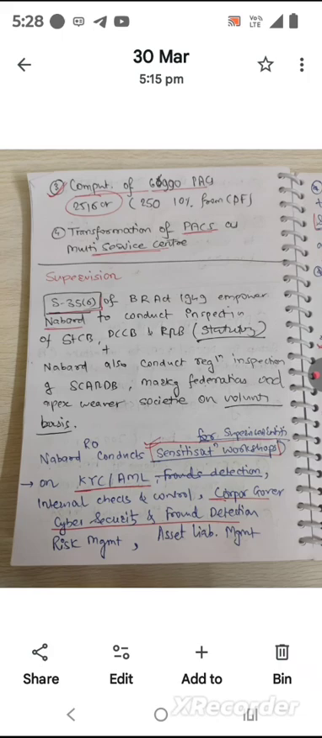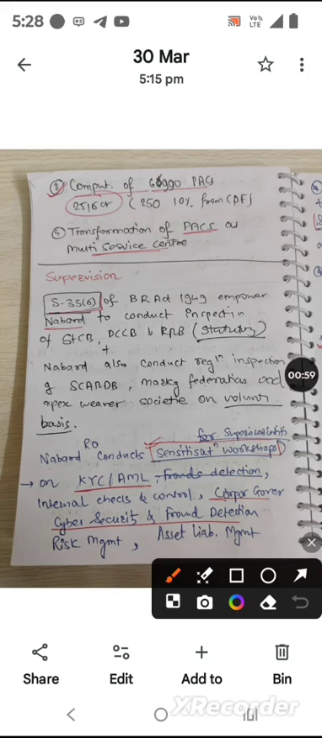The supervision function of NABARD is very unique in itself. It is statutory, as per section 35 of the Banking Regulation Act 1949, which empowers NABARD to conduct inspection, which is a part of supervision, of several supervised entities. These are known as supervised entities. We will see what is actually contained in the supervised entities. So this is a statutory provision.